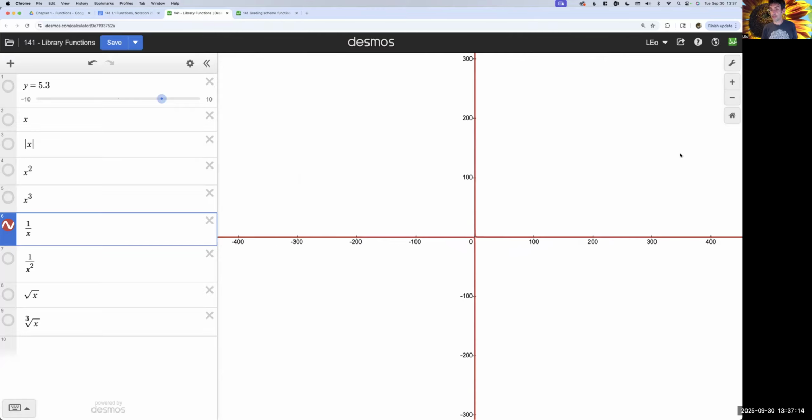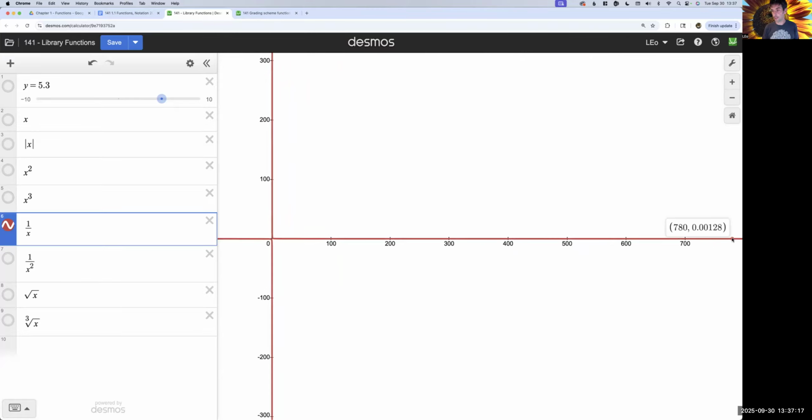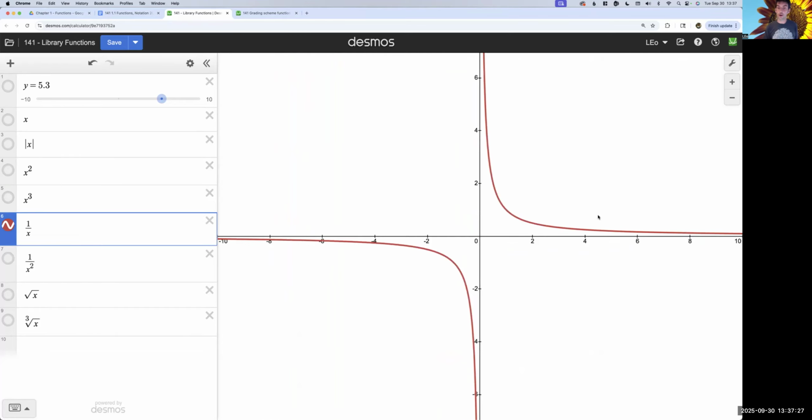Let's just keep zooming out for a second, move way out here, right? We can see that as our x coordinates are getting larger, 780, our y coordinates are getting much, much smaller, 0.001 in this case, right? So that kind of explains what's happening on the right side.